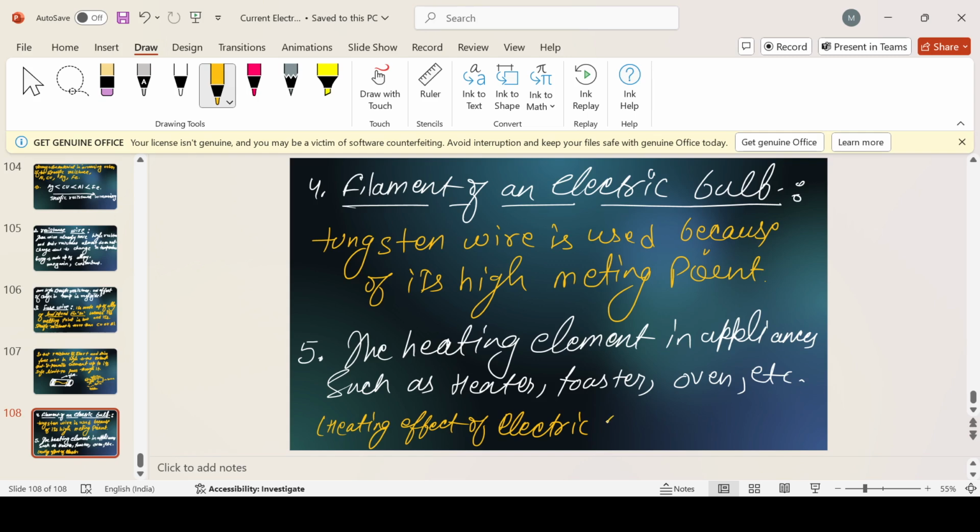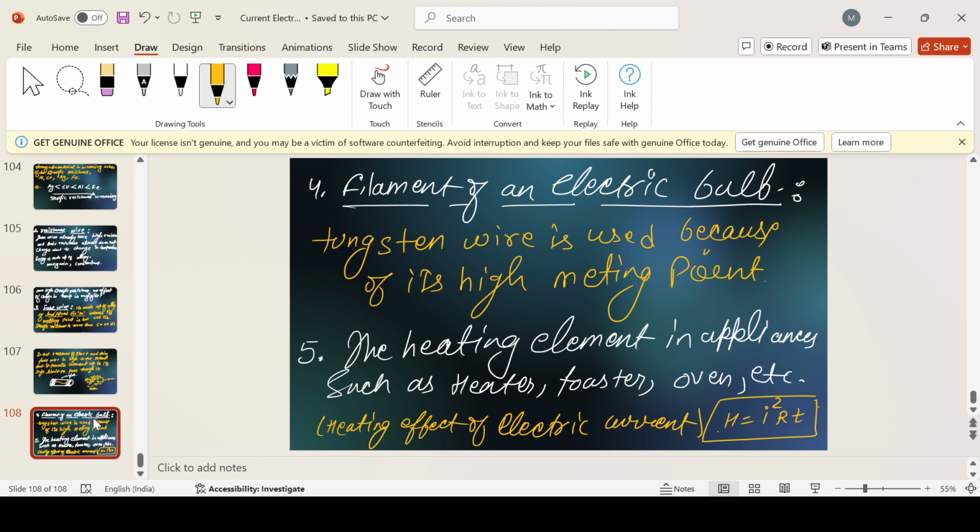See, the electric current has three effects. Told you in the starting, na? First, the chemical effect of electric current, which is used in electroplating and electrolysis and all. Then the magnetic effect of electric current, which you are going to learn after this chapter. And the heating effect of electric current, which you are going to learn in the C1 part. Here we have the formula H equals I square RT. This is heat equals I square RT. This we are going to learn in the upcoming classes.